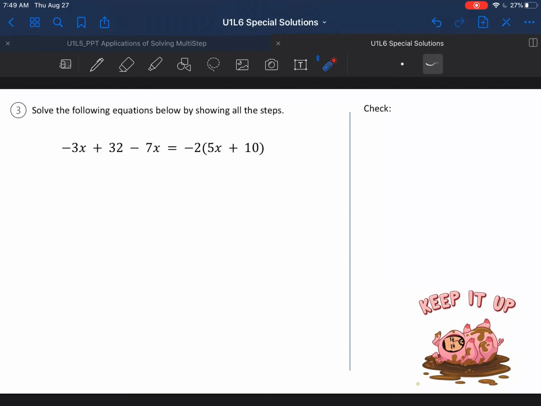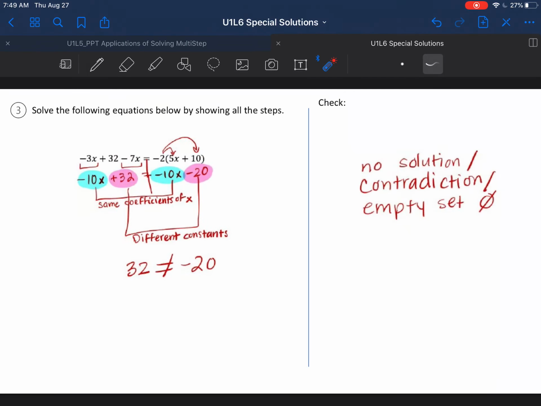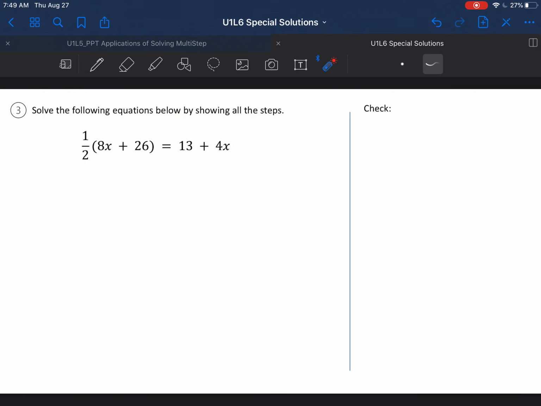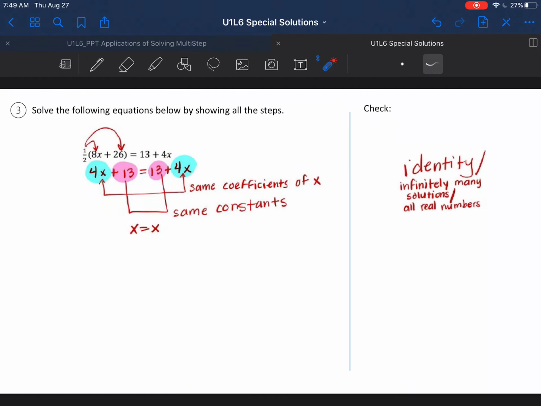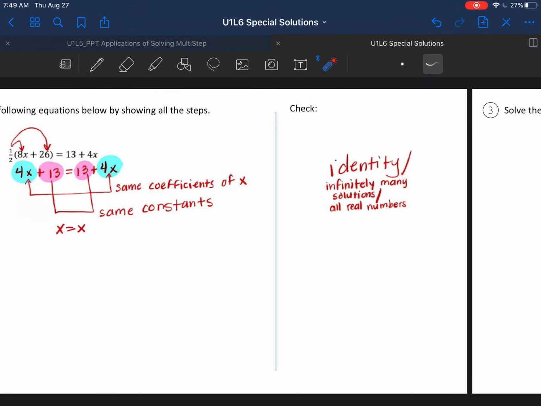Solve the following equation. Let's keep it up. Your solution comes in 3, 2, 1. So we saw that this equation was also no solution, which was because it was a contradiction. Solve the following equation. Everyone, you've paused the video. Your solution's coming in 3, 2, 1. This one was an identity, which means that there were infinitely many solutions.